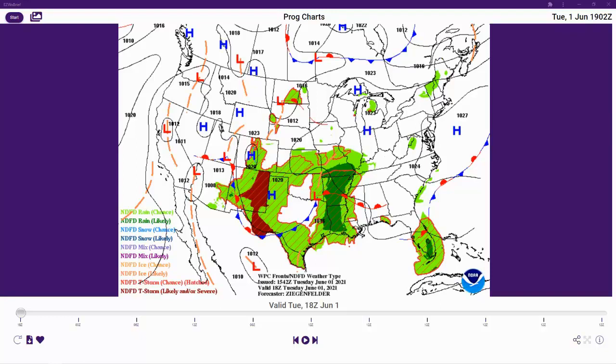Now, Prog Charts are issued by the Weather Prediction Center located in College Park, Maryland, and they are issued multiple times throughout the day. It tries to tell you what's going to happen and how various different major weather systems are going to evolve over the conterminous U.S.